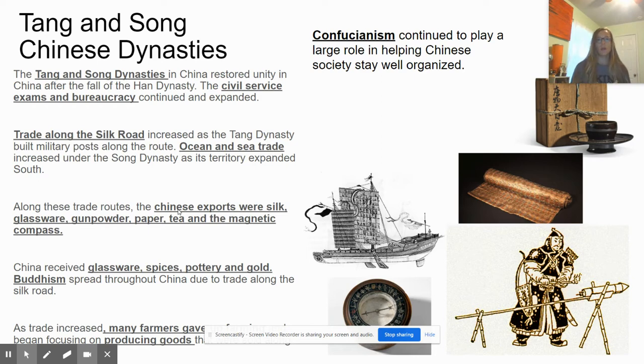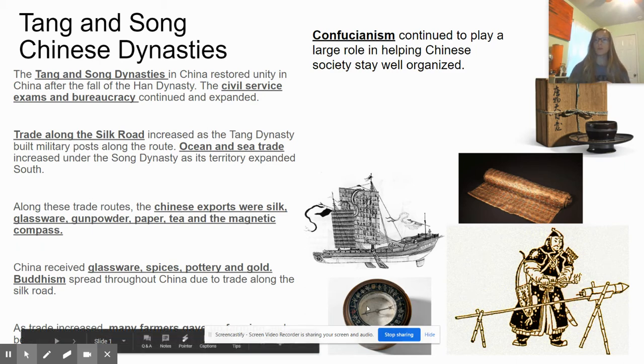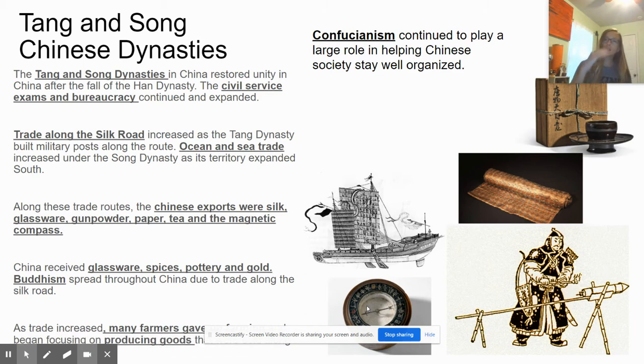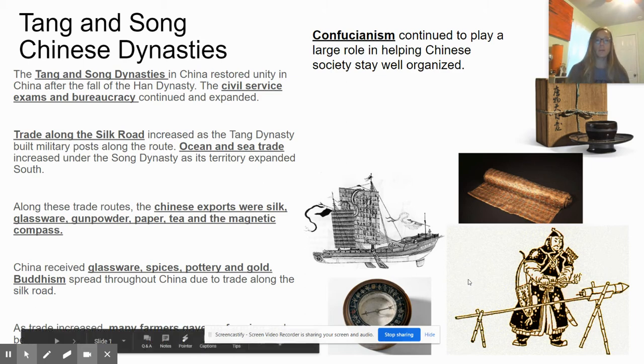So, of course, silk is one. They're the first ones to come up with gunpowder, and at first they used them for fireworks rather than for weapons. Paper is going to be something that is first used in China, tea, and also the magnetic compass, which is going to help them to begin exploring over the world, and later it gets transferred over to Europe.